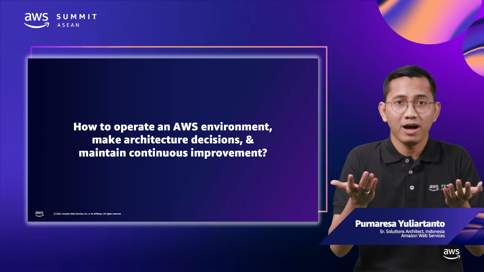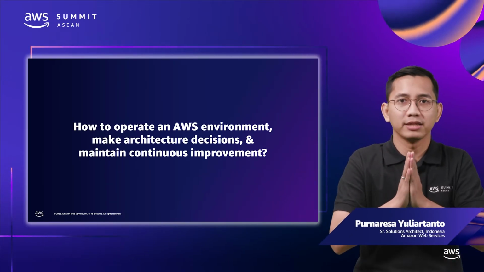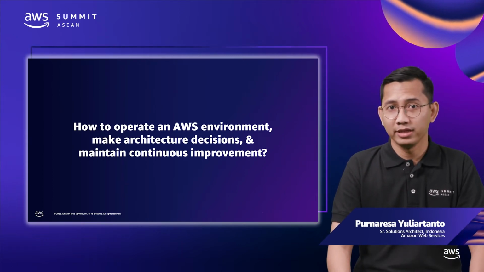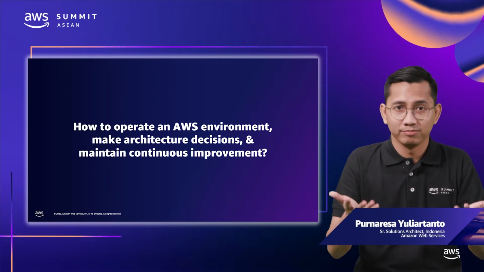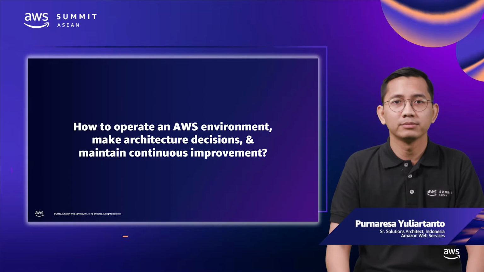With AWS, we took advantage of a scalable, reliable, and secure global computing infrastructure. Wow, it's been a 6-year journey with AWS. We thank you for your trust and support. Could you share some tips on successfully operating an AWS environment, making architecture decisions, and maintaining continuous improvement?